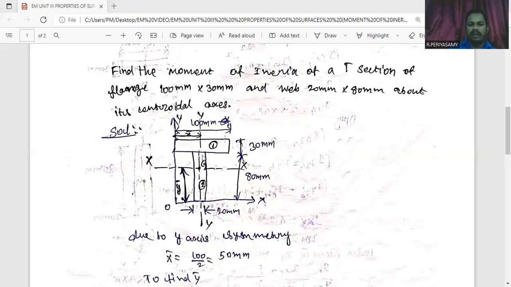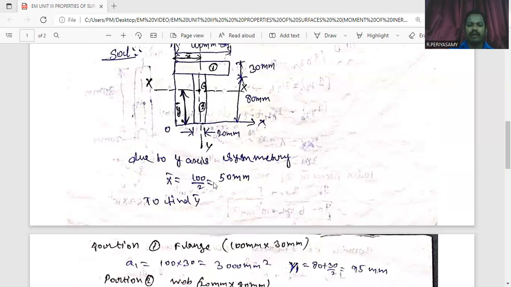Okay. In this T section, we consider the x-axis and the y-axis. The given T section is symmetrical about the y-axis. So, due to y-axis symmetry, we can easily find the x bar value. Here, x bar means centroid about the x-axis. So, x bar equals the maximum horizontal distance of the component divided by 2. In this component, the maximum horizontal distance is 100. So x bar equals 100 divided by 2, equal to 50 mm.